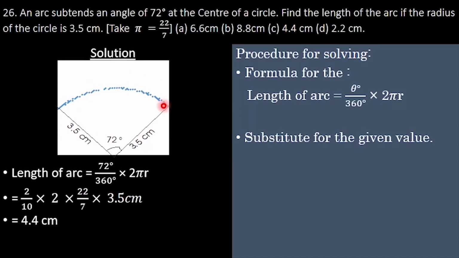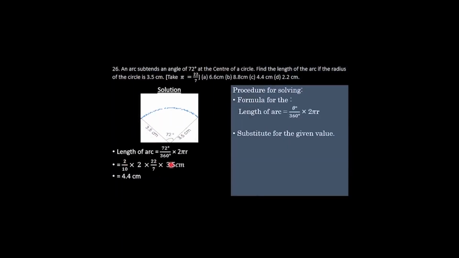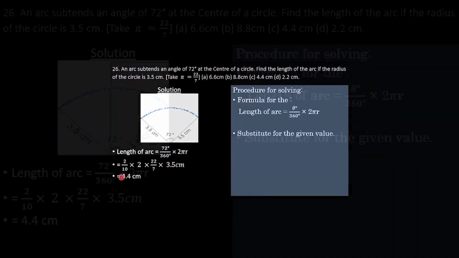Now, for us to get this line, we need to apply the formula for the length of arc. That is, length of arc is equal to theta, the given angle 72 degrees, over 360 degrees, times 2 times pi radius. When you multiply this together, you have 4.4 centimeters.